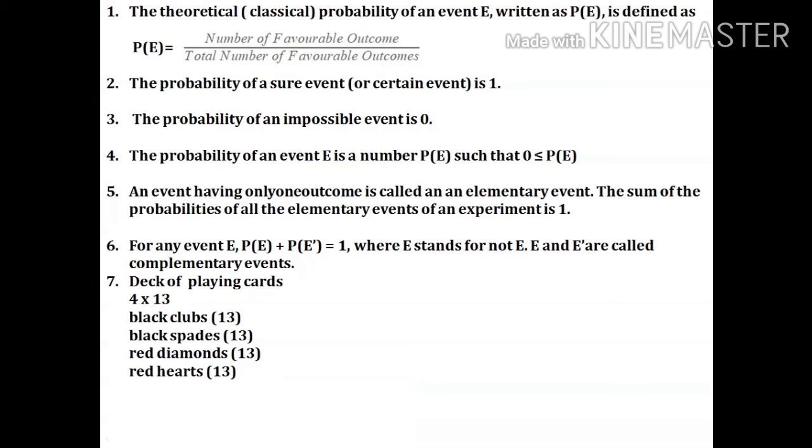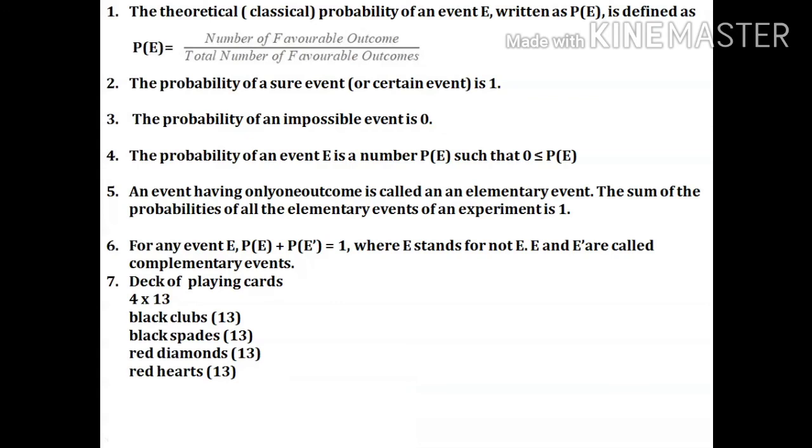Now, the probability of a sure event is 1. That is, the chance of that event to occur is 100%. That means the probability is 1. The probability of an impossible event is 0. That means if you are sure that the event will not happen, the probability is 0. The probability of an event E is a number P of E such that 0 is less than or equal to P of E less than or equal to 1. P of E should lie between 0 and 1.